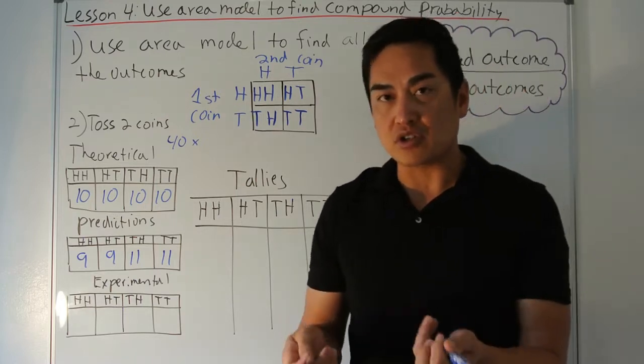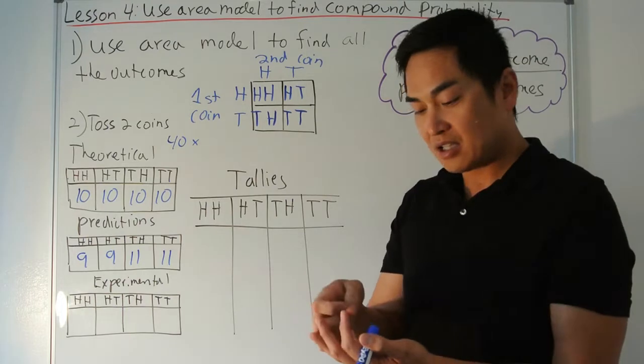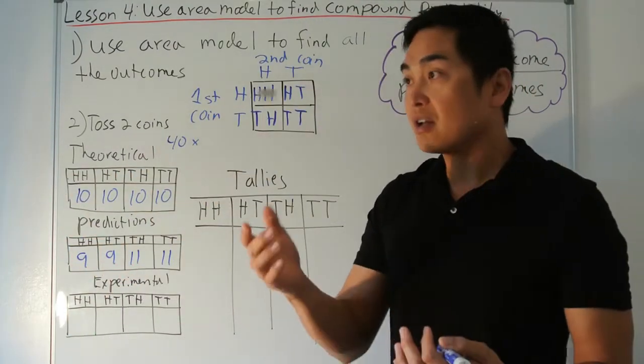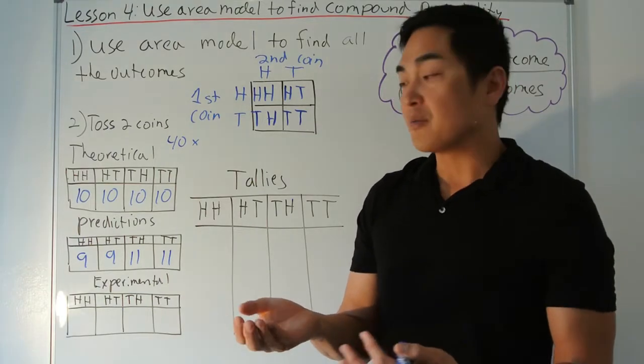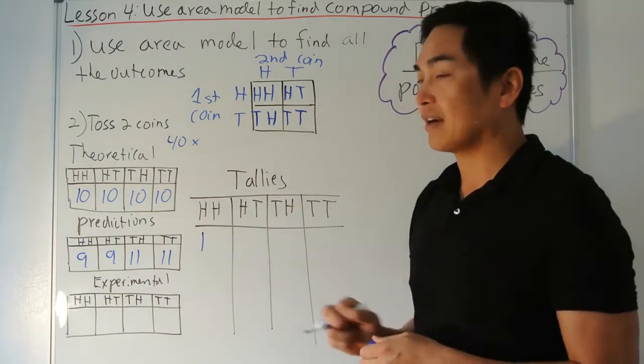So again, let me show you how you do it. You have 2 coins. You're going to toss the first one, and it comes up heads. Okay, I'm going to put it down. And then I'm going to take my second coin, and my second coin comes up heads. All right, so put a tally right there.